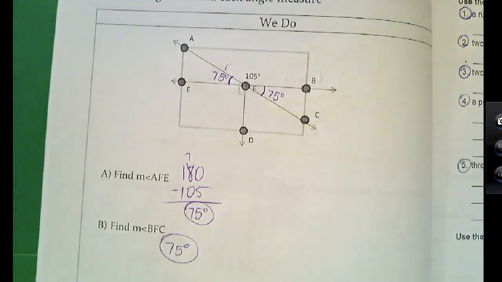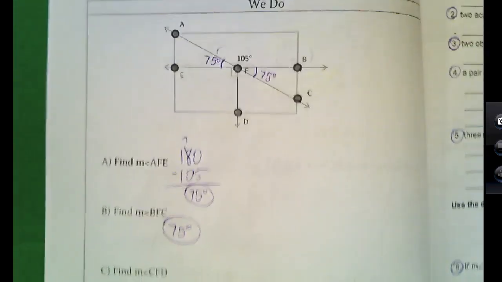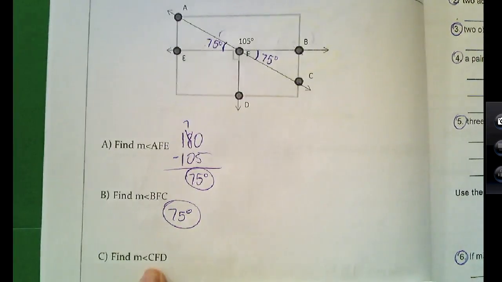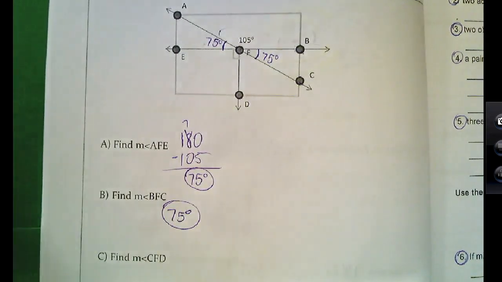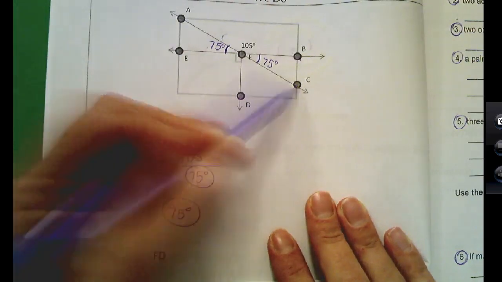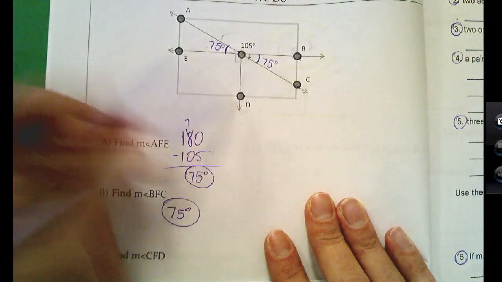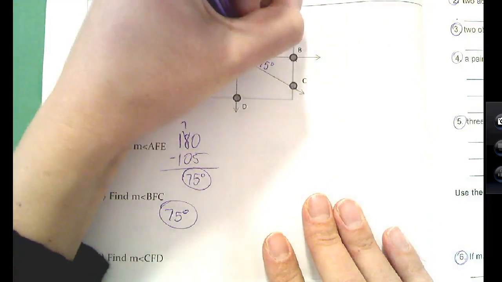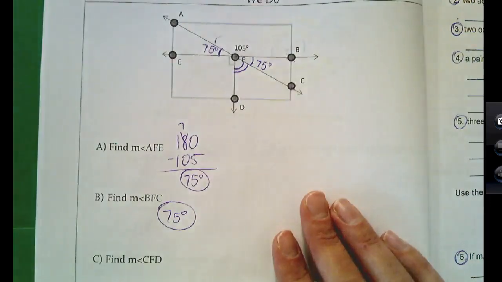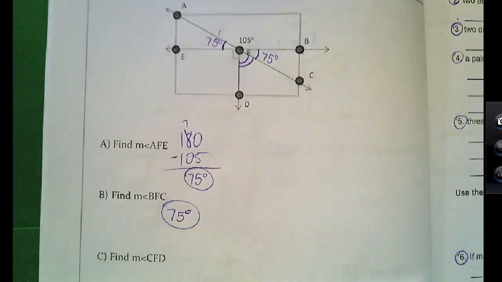All right. Letter C wants angle CFD. So I'm going to look at angle C, angle F, and angle D. So do you see CFD right here? It's going to be less than 90. Very good. I like it. You're exactly right.